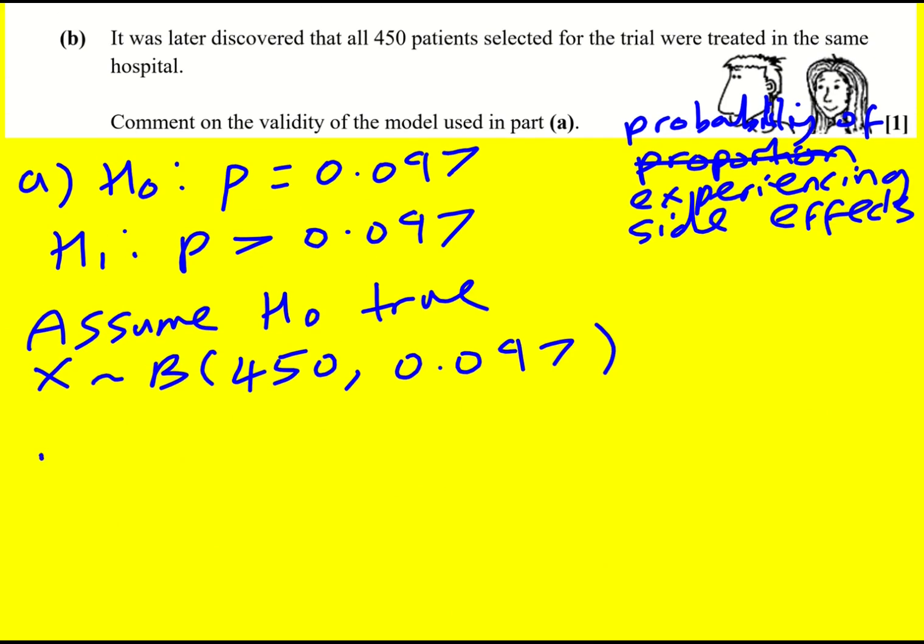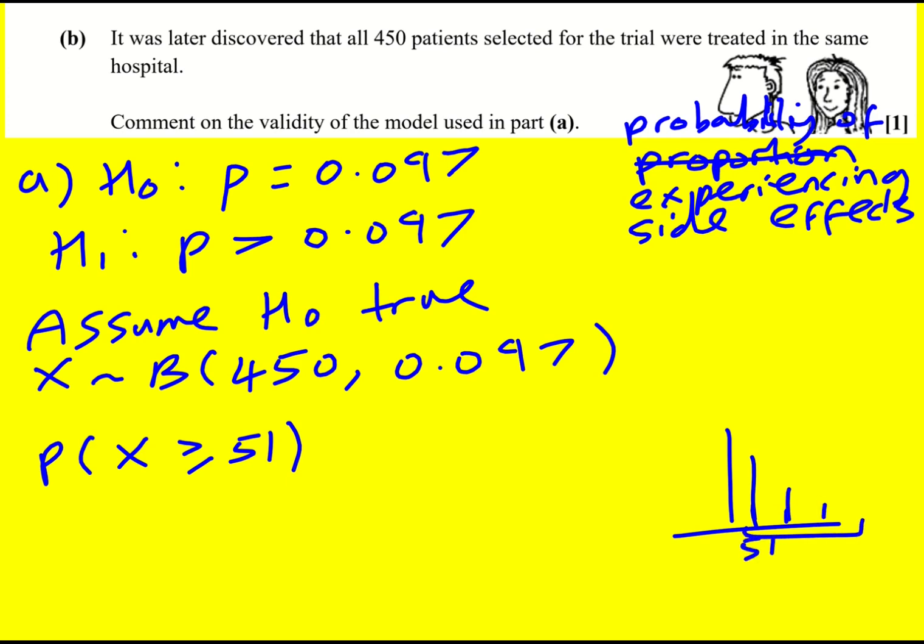So let's work out the probability of those 51 or more than 51. It's really important that we don't just look at the 51, but we look at 51 or more. And that is going to equal 1 minus the probability that X is less than or equal to 50. Because this is the bit that you can put into your calculator, the cumulative distribution where it's less than or equal to. So we want to include 51, and therefore we subtract all the values below it.